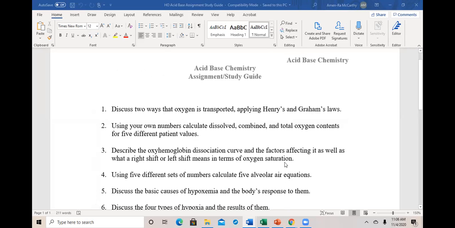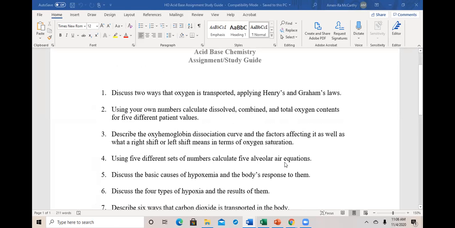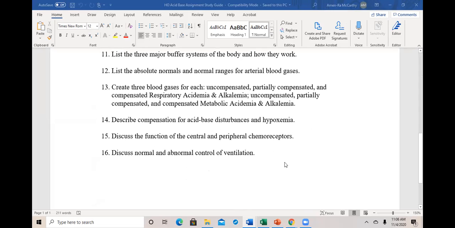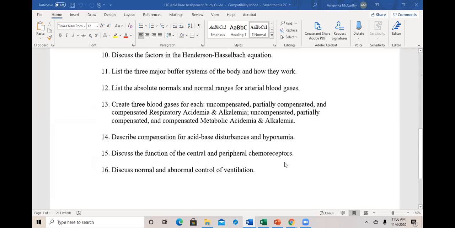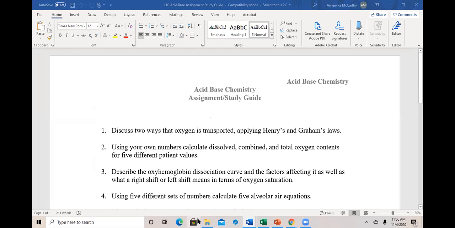Oh, okay. Assignment study guide. It's like homework number 5. Yeah. Okay. What does it say? Discuss. Oh, what number are you talking about? 17. Okay. Oh, so this one I have a 17. Okay. All right. Let me look at my homework.